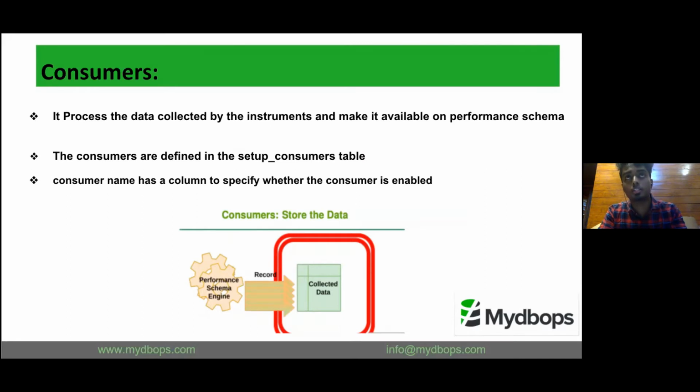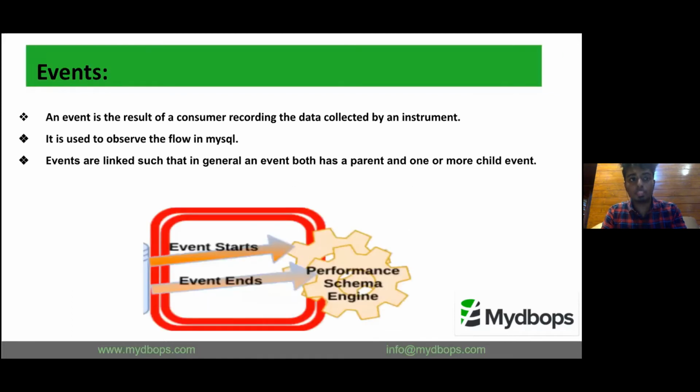The consumers are divided in the setup consumers table. As we have seen in the setup instruments for instruments, there is a setup consumers table for consumers. It has a consumer name column, and a column that specifies whether the consumer is enabled or not. We can enable the consumers manually also. And the events are the main thing, the data collected by the instruments.